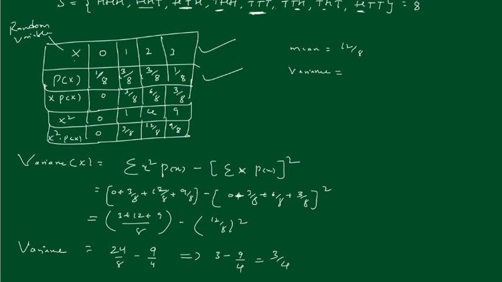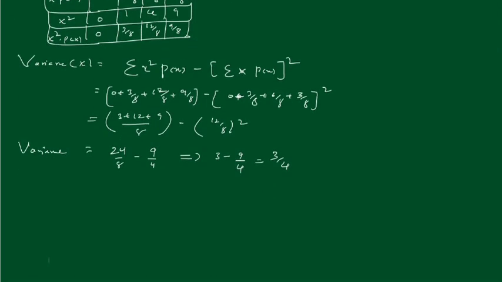Similarly, if you find the standard deviation, what is the standard deviation here? Standard deviation is nothing but root variance, which is nothing but root 3 by 4, which can be written as root 3 by 2. That is the standard deviation for this given statement, right?